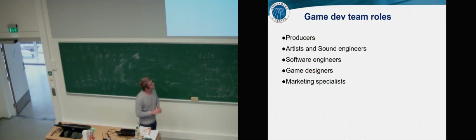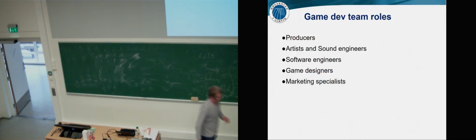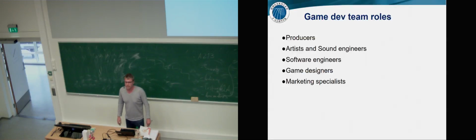So that was the list that we had already, and it captures many of the aspects. I think developers and software engineers somewhat fit. You're right, artists and sound engineers are two distinctly different roles. Producers, we need them, game designers, and the marketing people as well. So you have a good intuitive understanding of who's involved. What does the producer do?